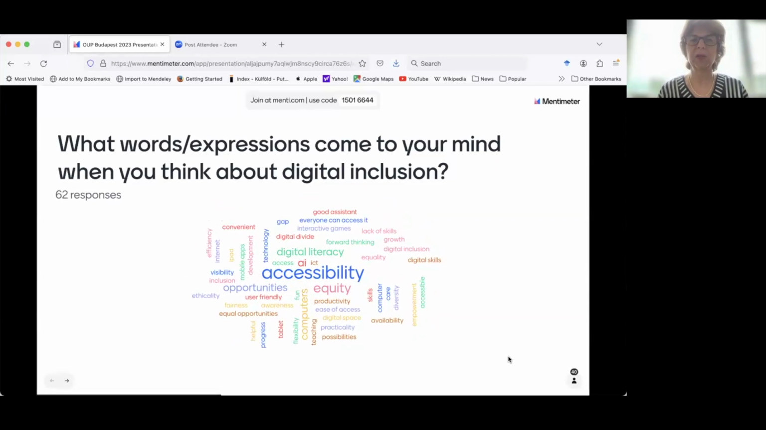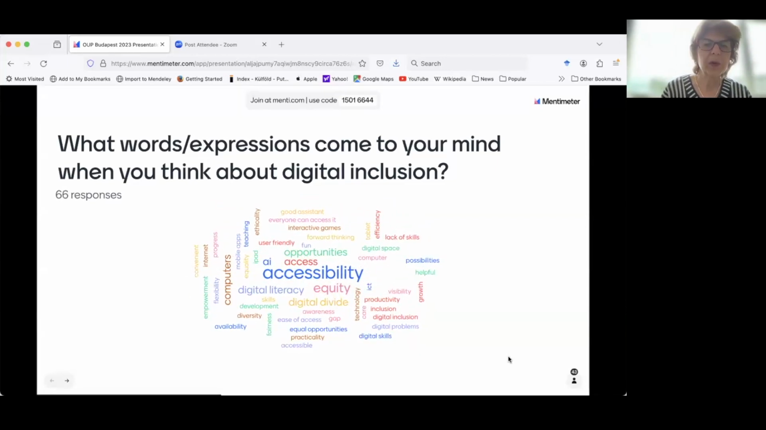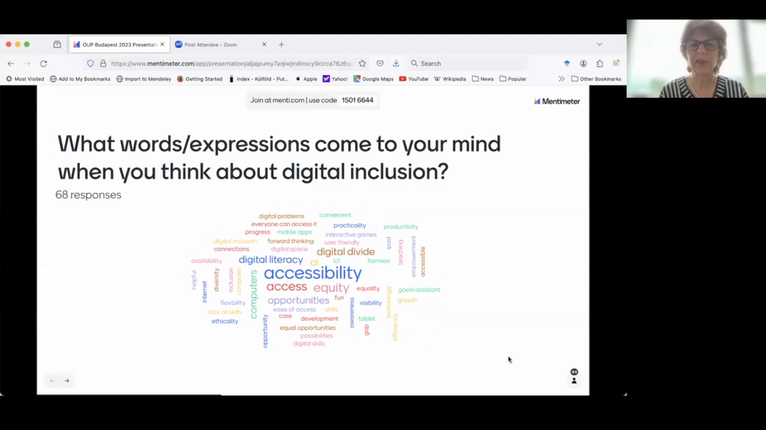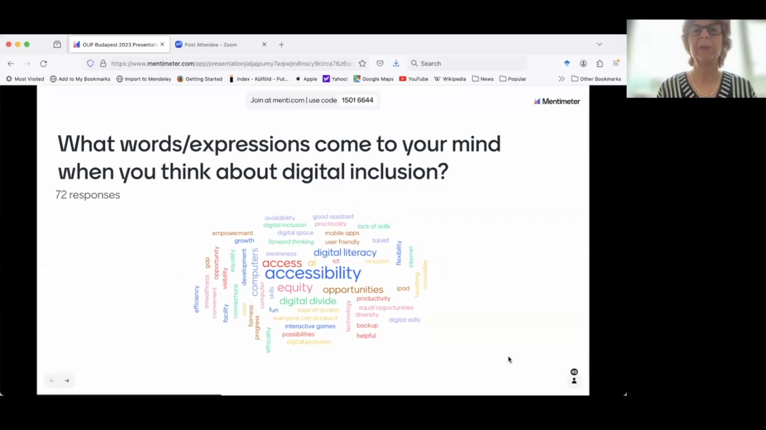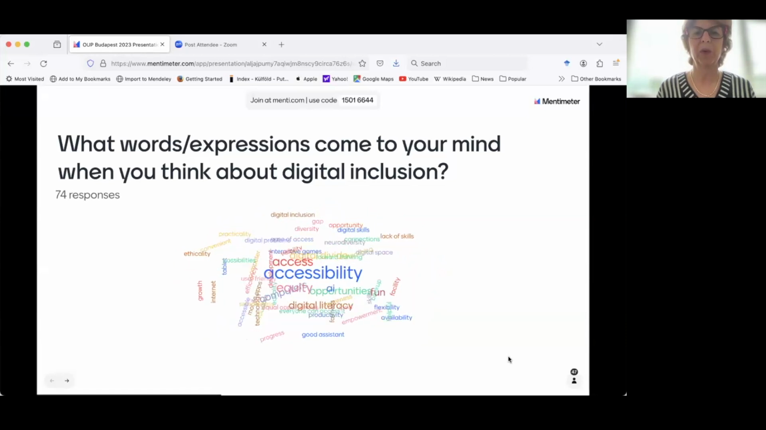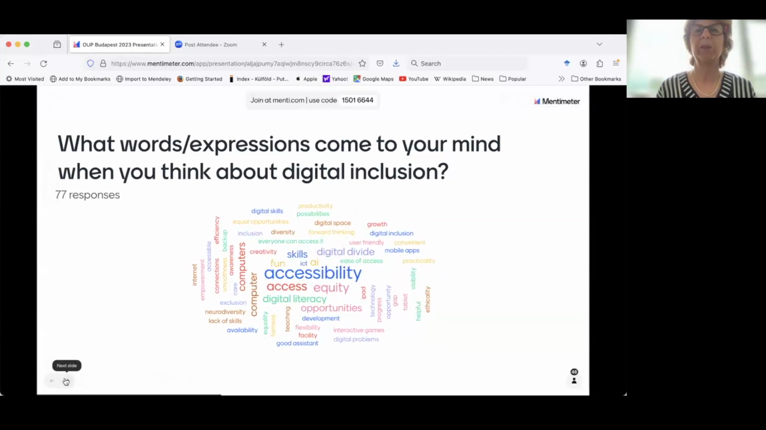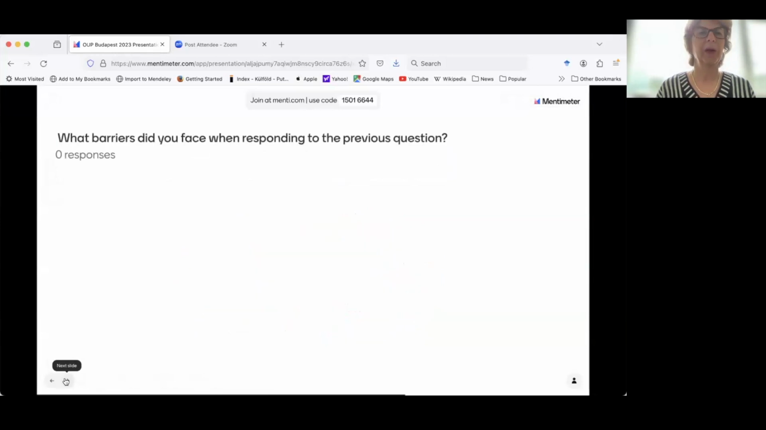Okay, so good assistant, lack of skills, computers, progress, forward thinking, efficiency, visibility, and so on. Ethicality, these are really user friendliness. These are really important terms, right? Okay, good. Now, what barriers did you face when responding to the previous question?